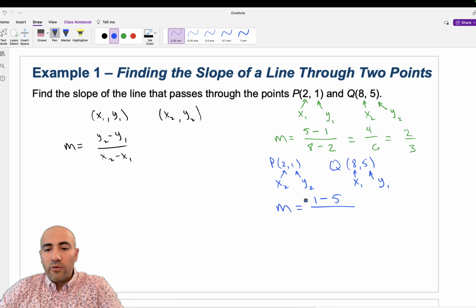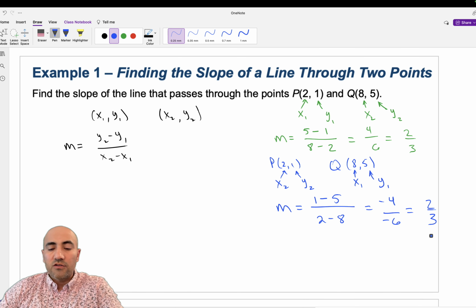And initially you're thinking, oh, we're going to get the wrong answer because here it was 5 minus 1, that's a 4. Here we're going to get 1 minus 5, which does equal negative 4. But in the denominator, we're going to get another negative. So I started with this one, 1 minus 5. So in the denominator, I have to continue with this one. So it's going to be 2 minus 8, which gives me a negative 6. Now the negatives cancel to reduce back to our 2/3. Okay, so it's arbitrary. It doesn't matter how you label it. As long as you're consistent with your labeling, you'll get the correct answer.